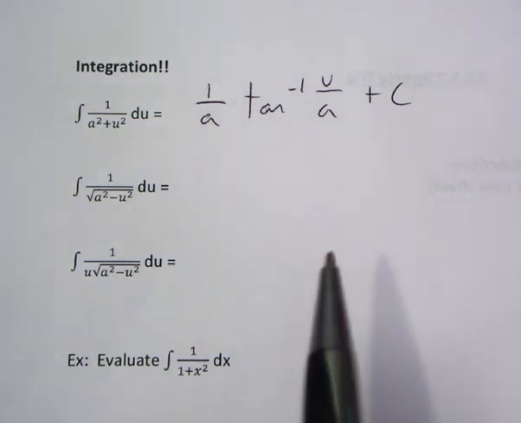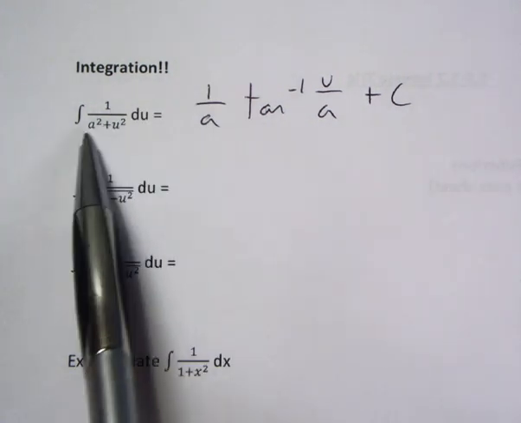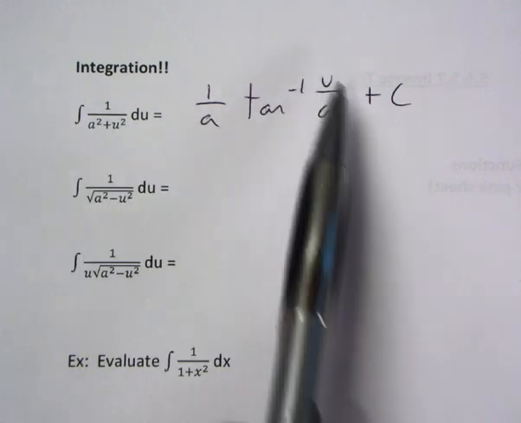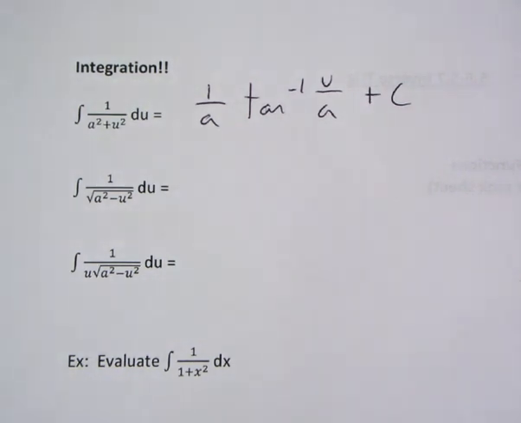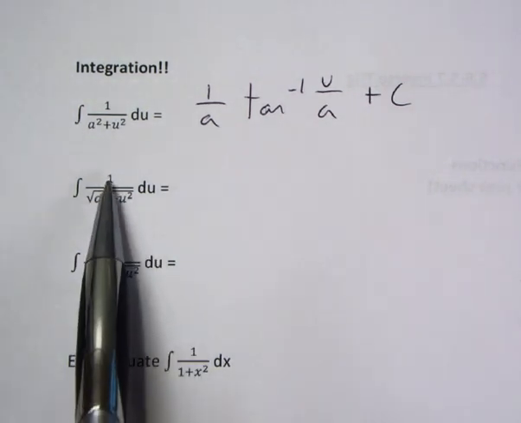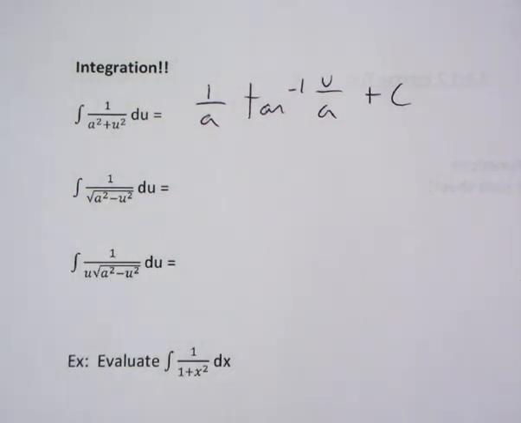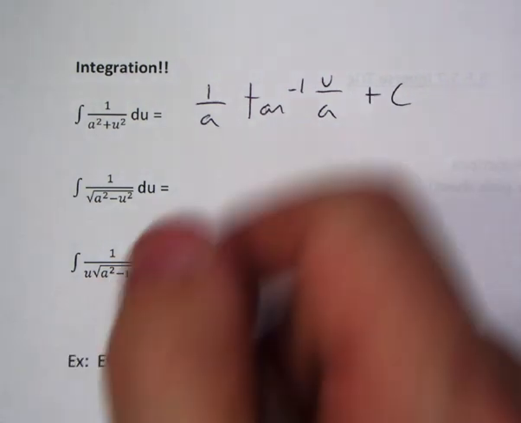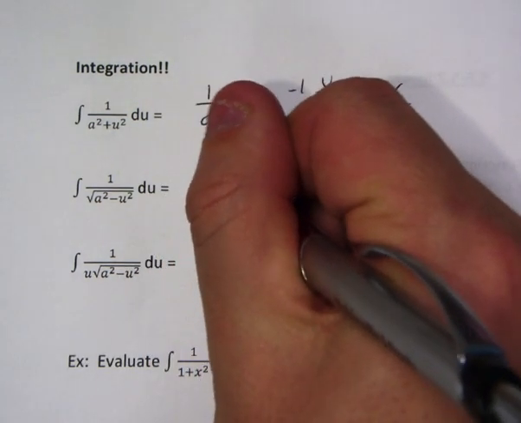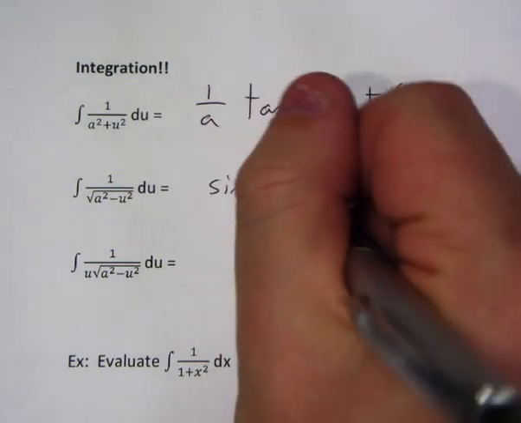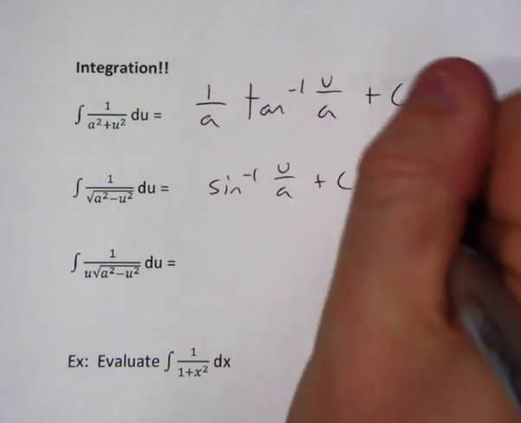So notice that in the formula, it's like the square roots of these things that you see on bottom. It's the square root of a here and here, and it's the square root of u squared that goes here. If I see this form, 1 over square root of a squared minus u squared, it's kind of just recognizing the form it's in. I recognize this one as inverse sine. So this one is sine inverse, or arcsine, of u over a plus c.